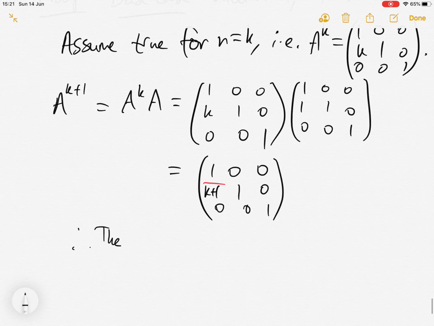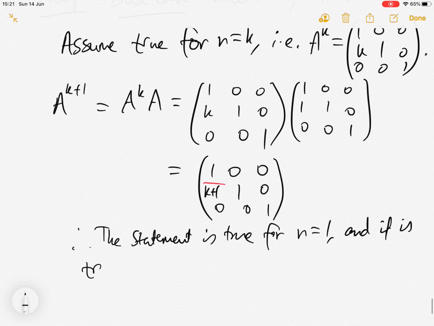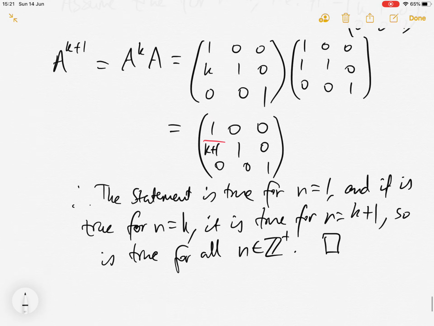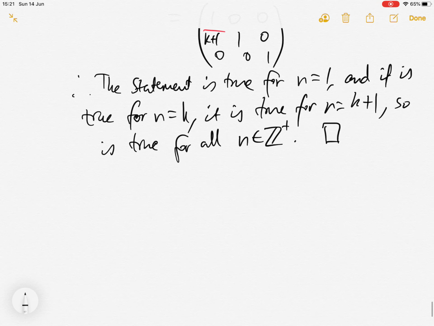So therefore we can say the statement is true for n equals 1. And if it is true for n equals k, it is true for n equals k plus 1. So it's true for all n in the positive integers. And now we'll look at one that's slightly more difficult.